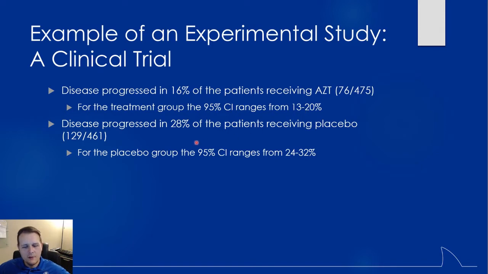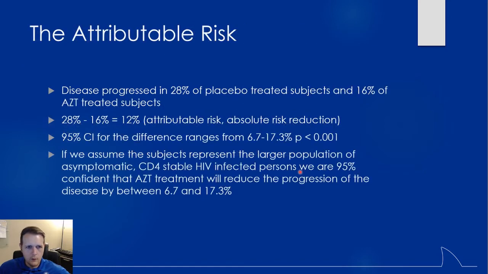In the patients who received placebo, they found that 28% progressed in that case there. So 16 versus 28%. And then in this case for the placebo group, this confidence interval ranges from 24 to 32%. So what does that mean?